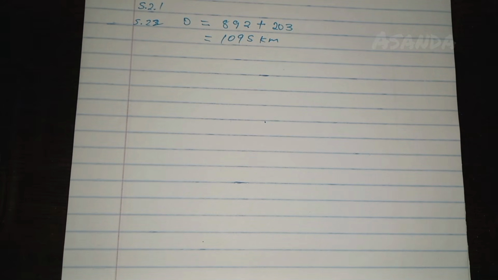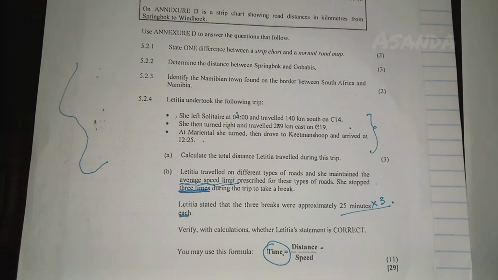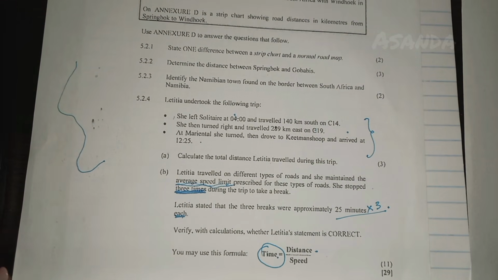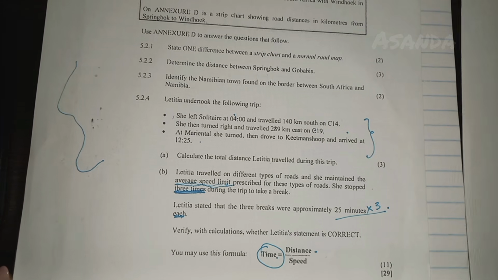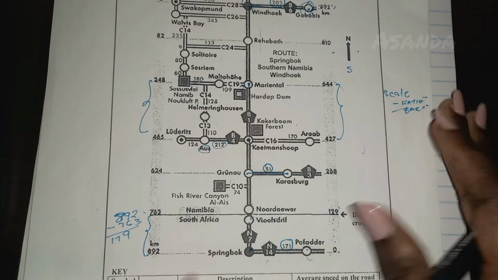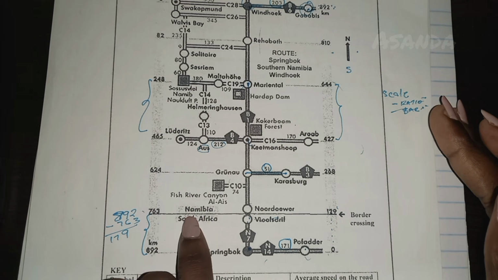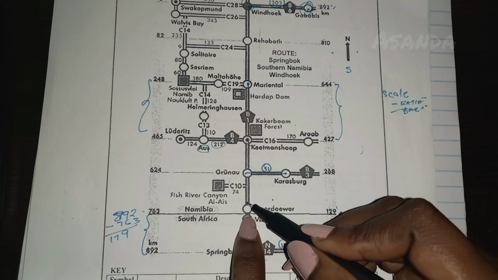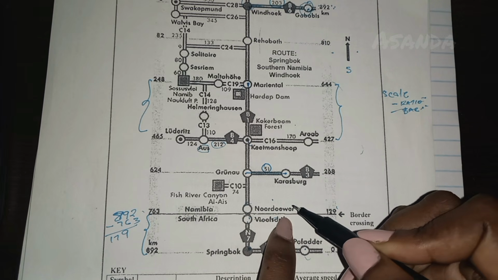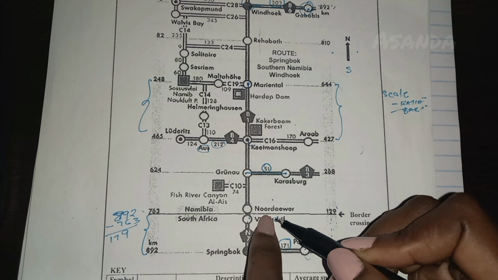That's simple, we're going to go to 5.2.3. Identify the Namibian town found on the border between South Africa and Namibia. Okay, border, there it says Namibia and South Africa, you see that? They say to identify the Namibian town. This is Namibia, this side. So the town at the border there will be Noordoewer. If they said identify the South African one at the border, it will be this one.